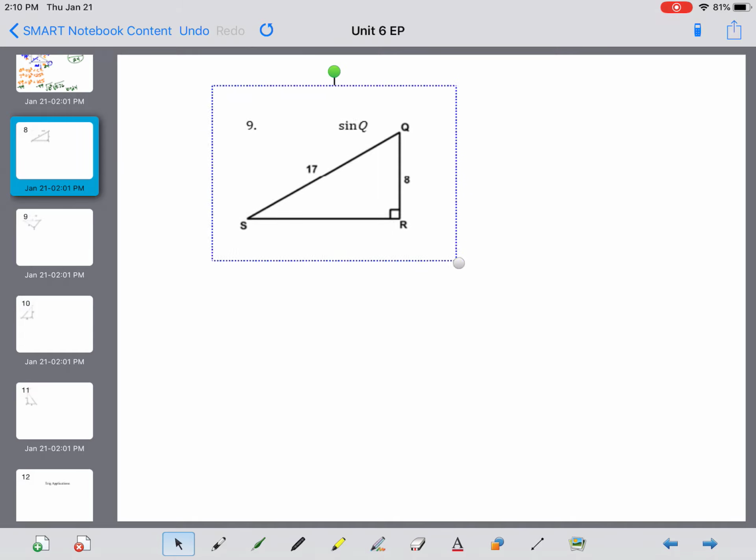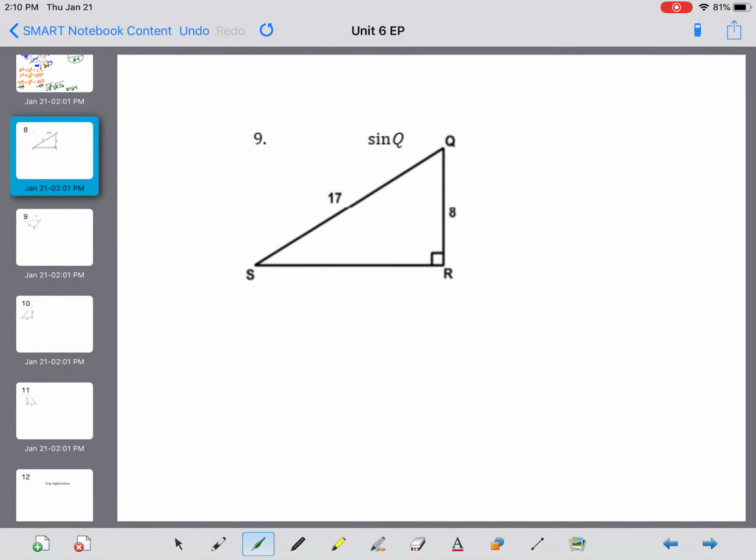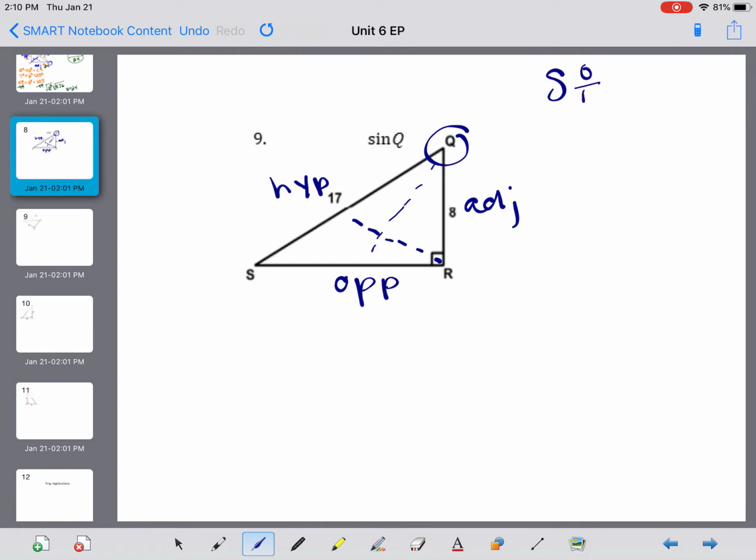Take a look at problem 9. Again, we're finding the sine of q. Go across, that's our opposite. 90 across, that's our hypotenuse. Side left over is the adjacent. And when we look at SOHCAHTOA, sine is opposite over hypotenuse. Again, we don't know what the opposite is, but we can find it using the Pythagorean theorem.